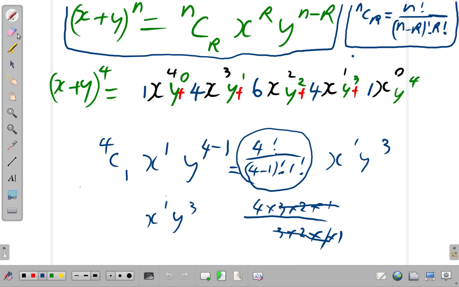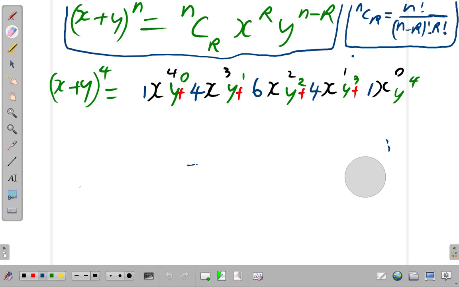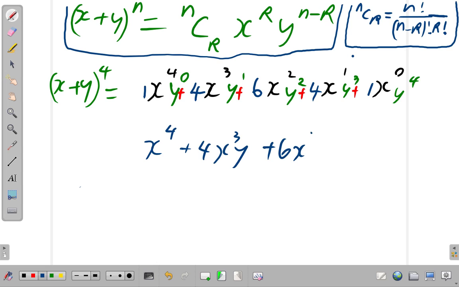Right, it is correct. So, finally, if you were writing this all down, you could leave out the x to the 0 and the y to the 0 and the power of 1. Right? And what you would get is x to the 4th plus 4x cubed y plus 6x squared y squared plus 4xy cubed plus y to the 4th. That is what you get when you expand x plus y to the power of 4. So you see that?